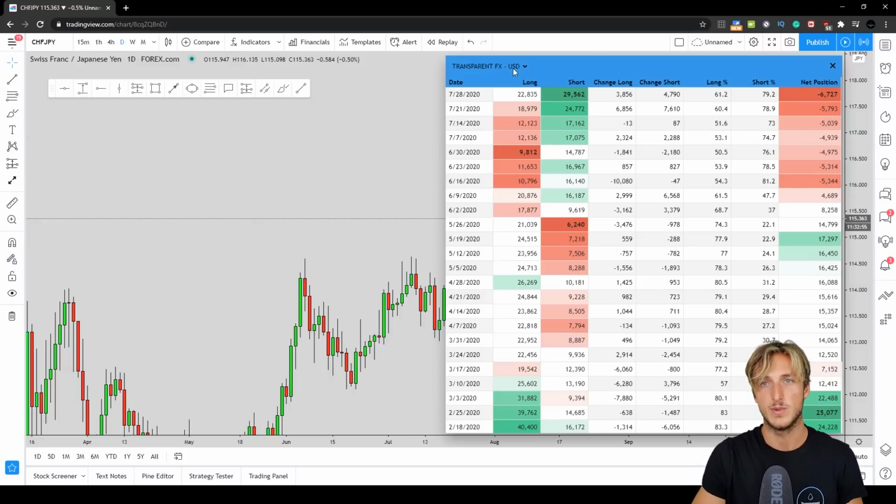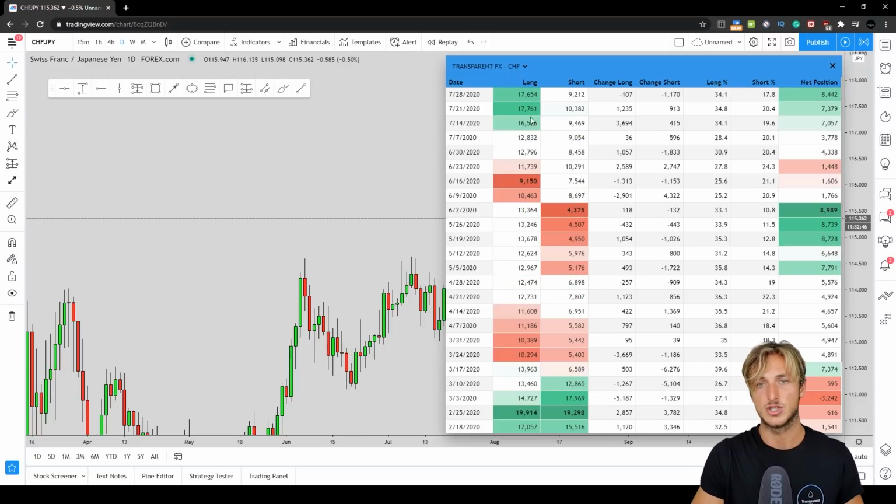So basically what the biggest banks and institutions are currently doing in the market, both from a CHF and a JPY perspective. Now, if we check this CHF, we can see that on the Swiss franc, institutions were adding a lot of longs and are still adding a lot of longs. So the Swiss franc is getting very, very strong. We went from having 9K longs from an institutional perspective all the way up to having 16K longs, then 17K longs, and now 17.6K longs.